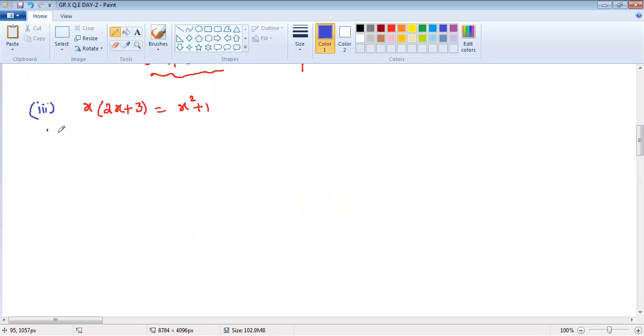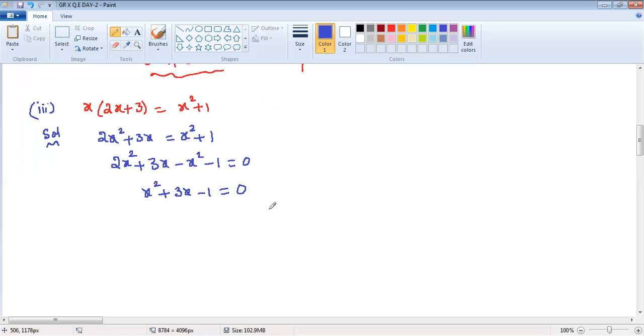So now the solution. Similarly, you open the bracket: x into 2x plus 3 is 2x square plus 3x, which is equal to x square plus 1. Bring all the terms to one side: 2x square plus 3x minus x square minus 1 is equal to 0. Then 2x square minus x square plus 3x minus 1 is equal to 0, so x square plus 3x minus 1 is equal to 0. What you could say is, it is a quadratic equation because it is in the form of ax square plus bx plus c. So this is a quadratic equation.